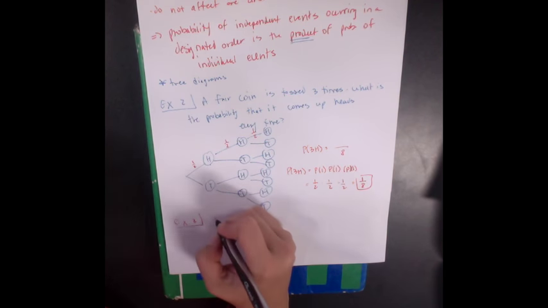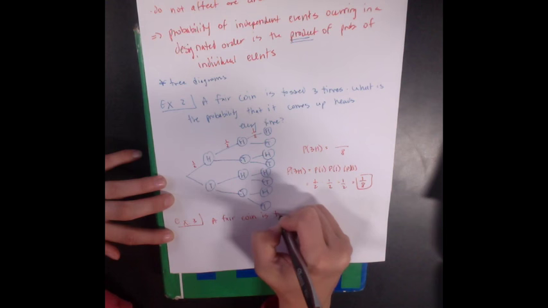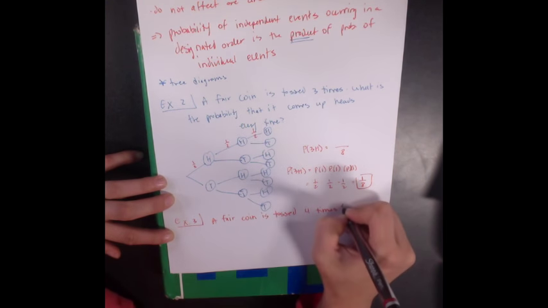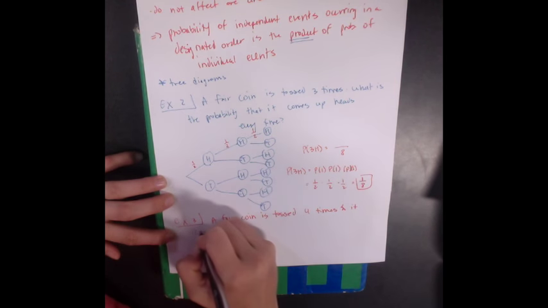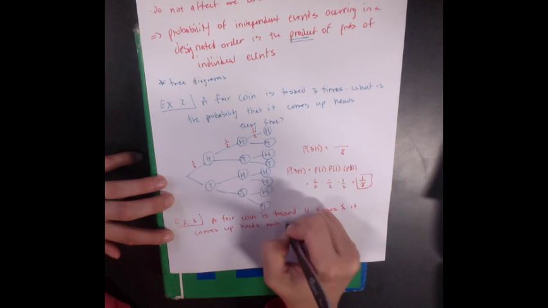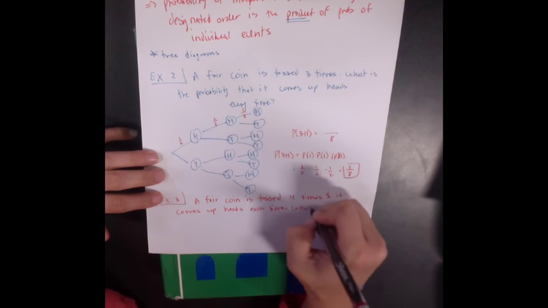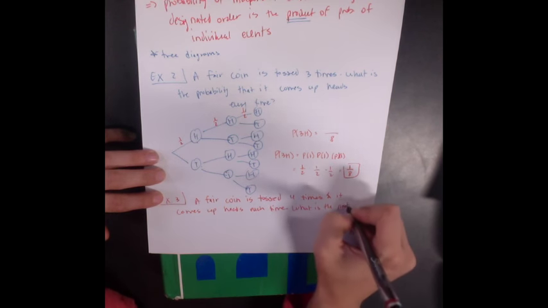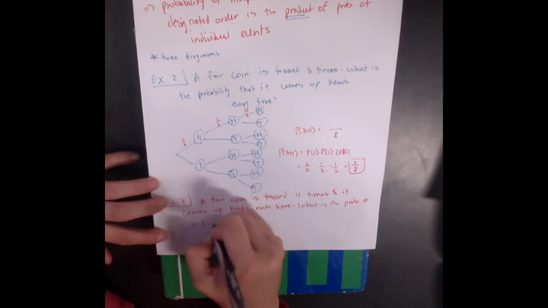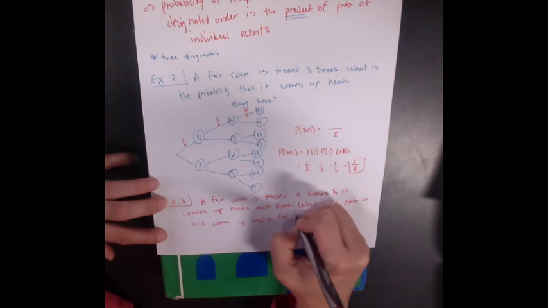Okay, a fair coin is tossed 4 times, and it comes up heads each time. What is the probability it will come up heads the next toss?